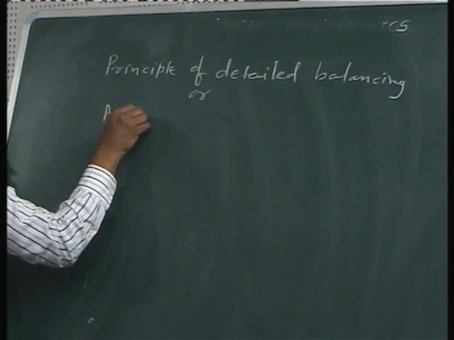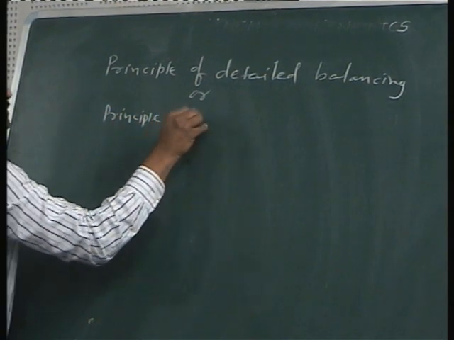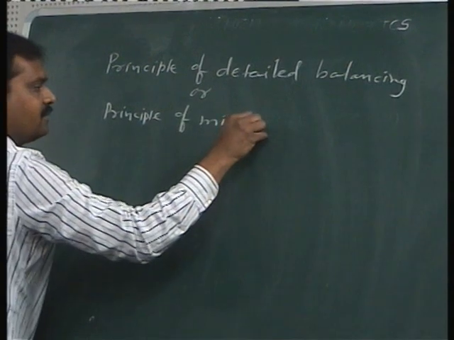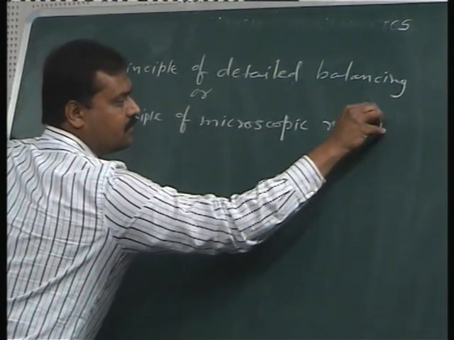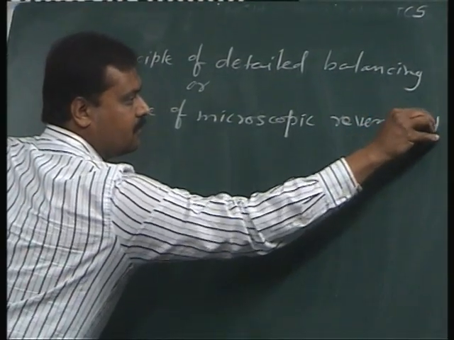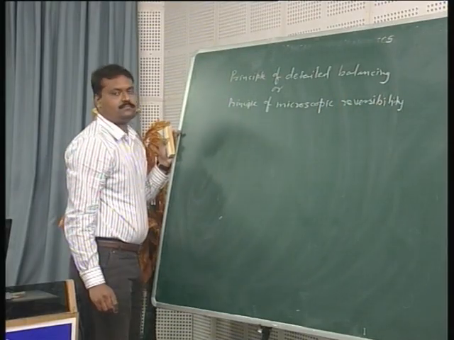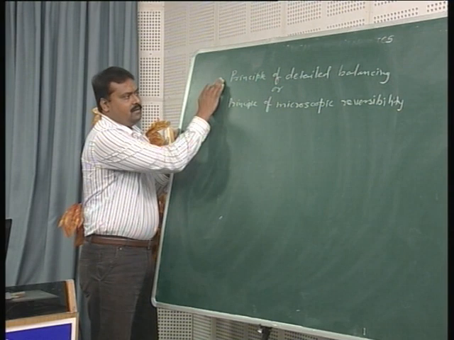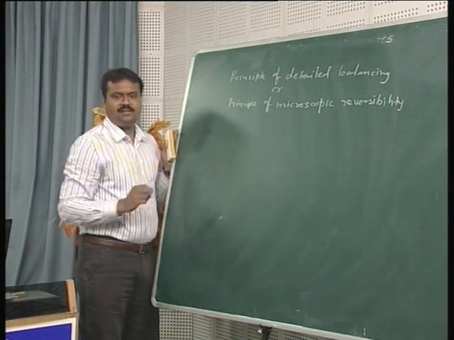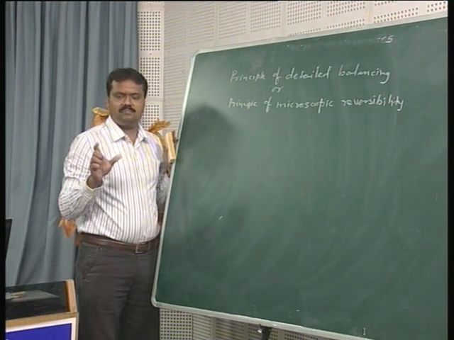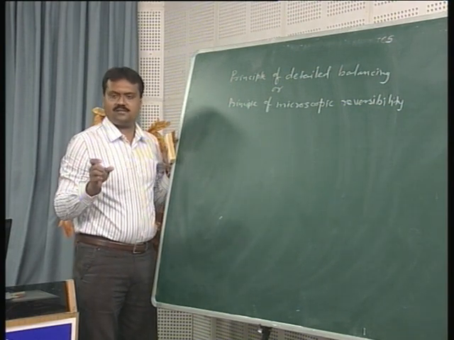Principle of microscopic reversibility. See, again, what this principle suggests. This principle is nothing but the relation between two different kinds of constant.